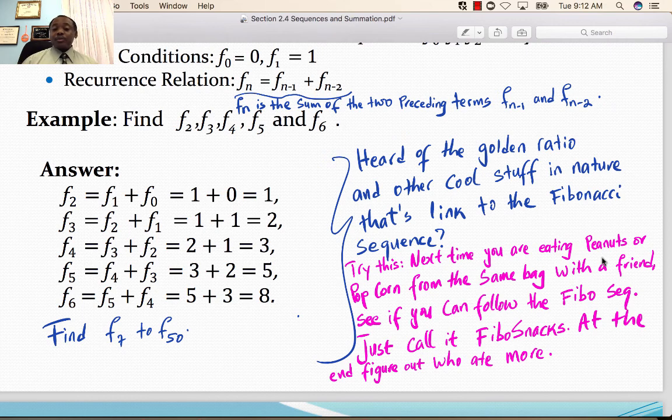Then the next person takes 1 plus 2, which is 3. The next person takes 2 plus 3, which is 5. The next person takes 8. And you guys just keep eating, following the Fibonacci sequence and call it Fibo snacks.